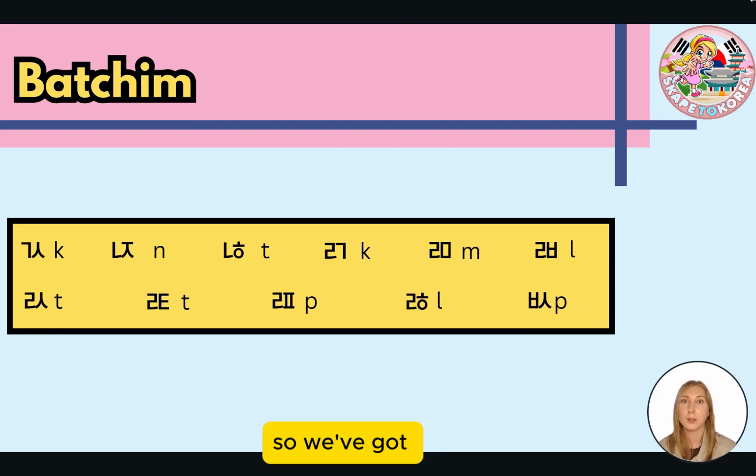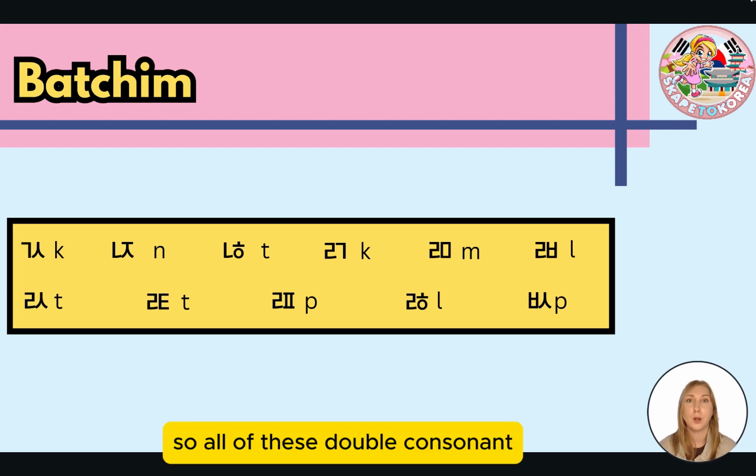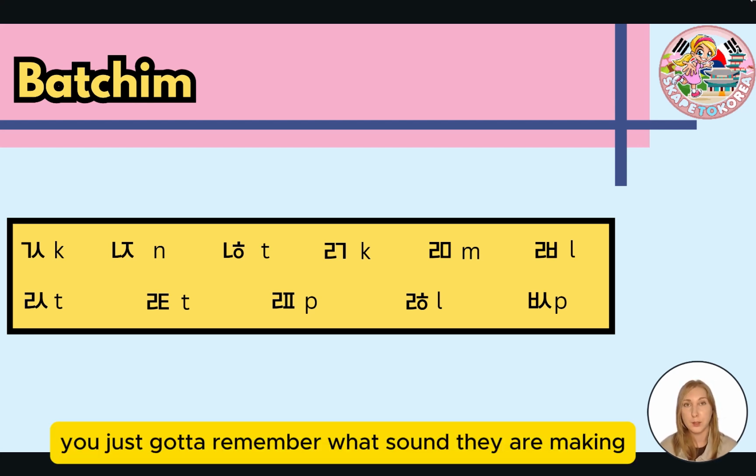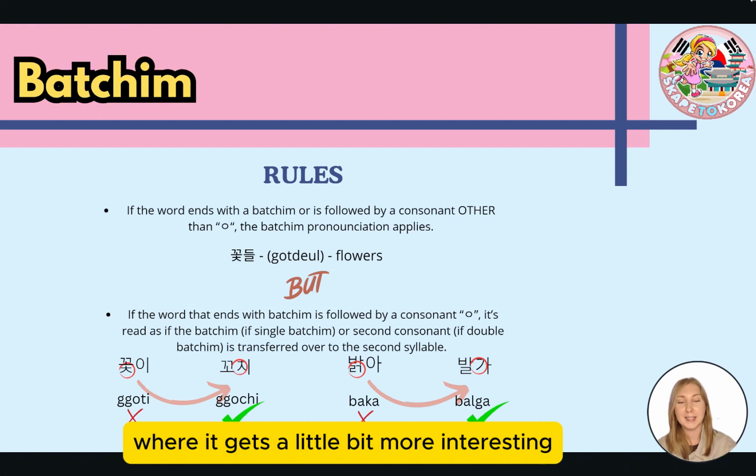And these are all the double consonants and the sound it produces. So we've got k sound, n sound, t sound, k sound, m sound, l sound, t sound, again t sound, p sound, l sound, and p sound. So all of these double consonants, you just got to remember what sound they are making. But here is where it gets a little bit more interesting.